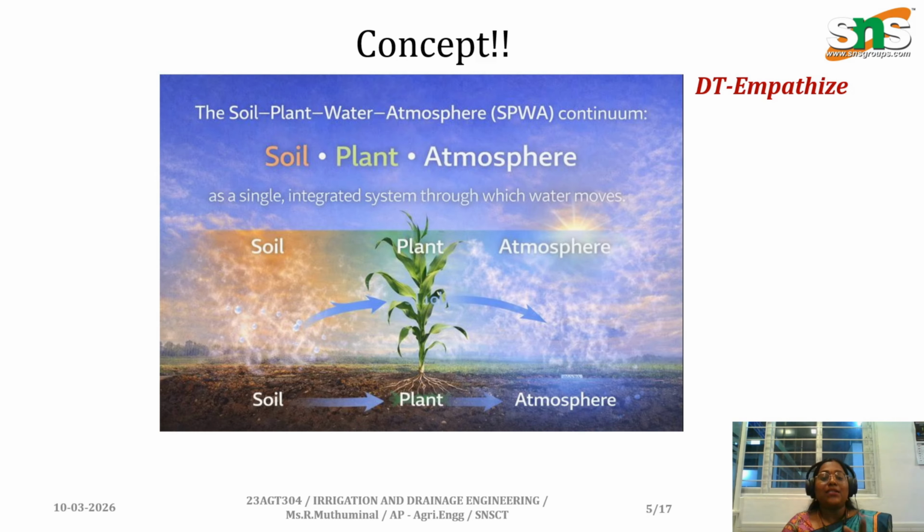The movement begins when water in the soil enters the plant root, travels upward through the stem and leaves, and finally evaporates into the atmosphere through transpiration. This continuous pathway ensures that the plant receives water necessary for nutrient transport, photosynthesis, and temperature regulation.